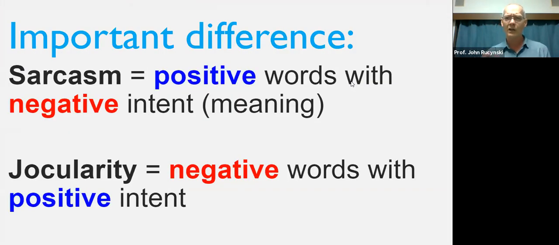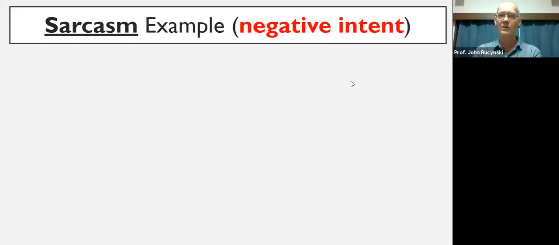So let me explain this important example, a difference if you're not familiar. When we think of the different kinds of verbal irony, sarcasm is when we have positive words, but a negative intent. On the other hand, jocularity is negative words, positive intent. So let's think of how this could cause a problem with a language learner in either case.